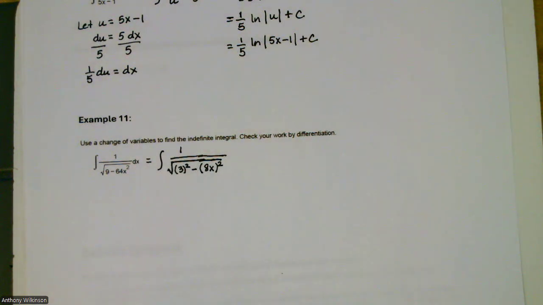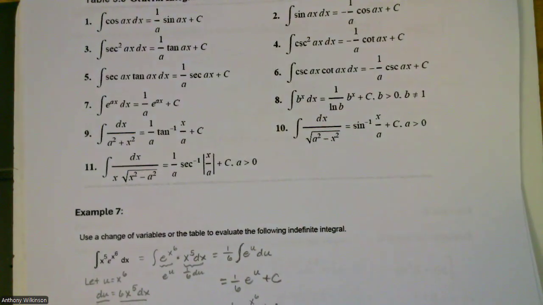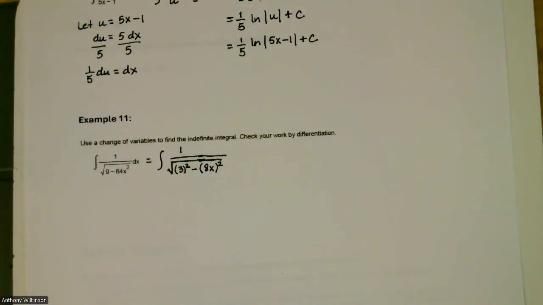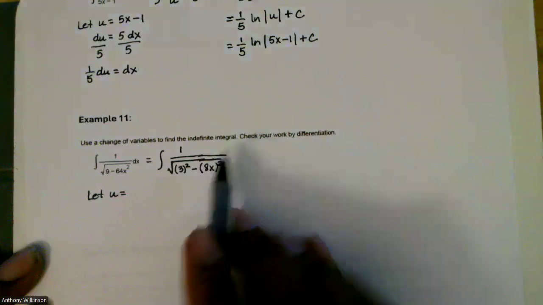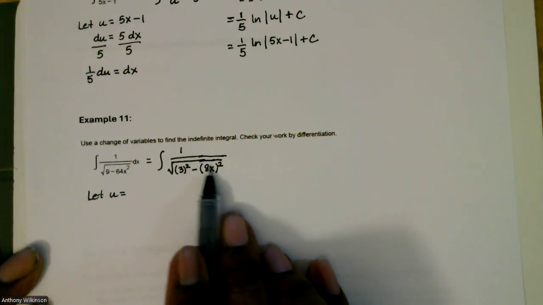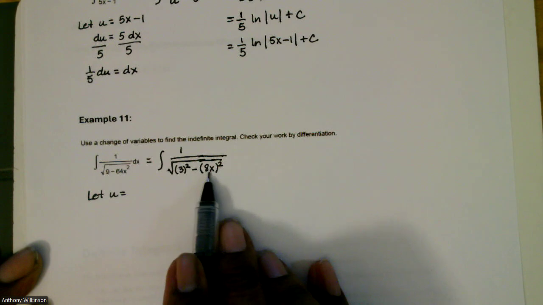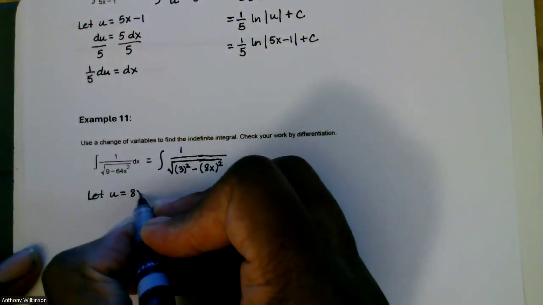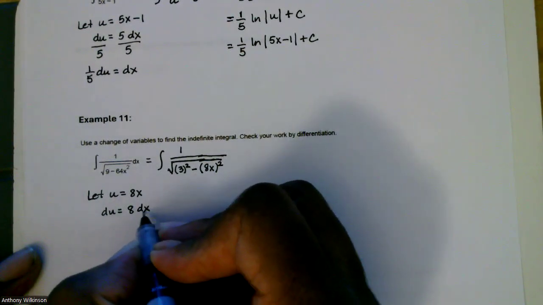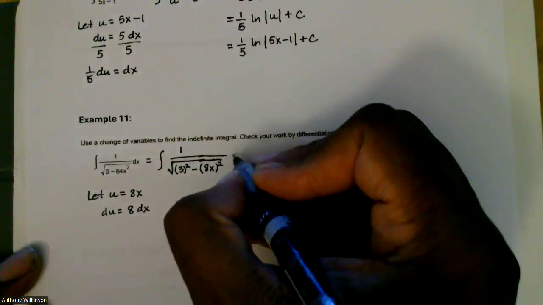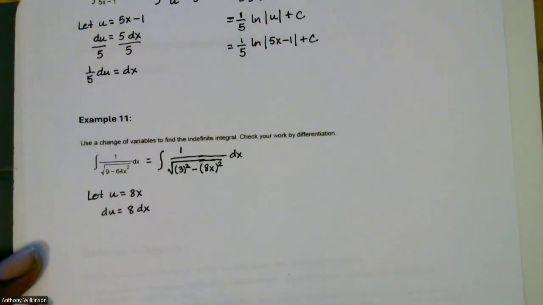Because 8 squared is 64, x and u squared will be x squared. Okay, so pretty much I'm going to be using one of those inverse trig functions, either the inverse sine or the inverse secant. And it looks like I'm going to be using the inverse sine. Here's what I'm going to have to do if I'm going to use the u substitution. I'm going to let u equal the one that has a variable in it and is squared. That's the 8x. And then du will be just 8 dx.